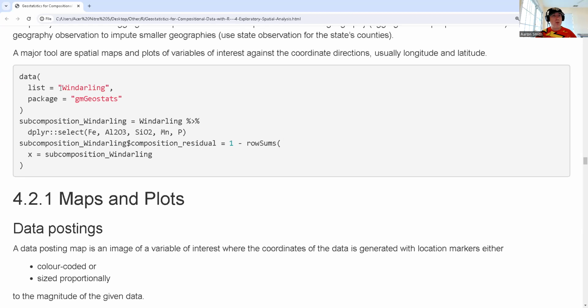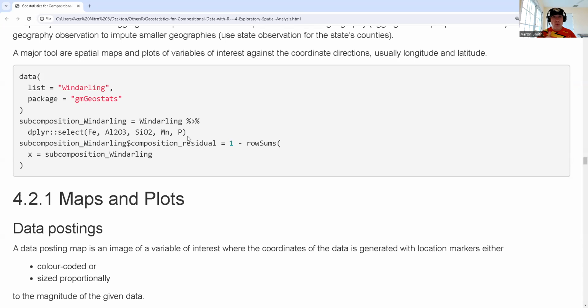So here I'm going to load the Darling data set from the GMGeostats package. This is the package for the textbook. And the authors of the textbook made the choice to focus on a subcomposition of these 5 for these examples. Now, something that they also do is that, in my composition, I have iron, aluminum 2, oxygen 3, silicon, oxygen 2, Mn, and P. And then whatever's not adding up to 100, that's every other thing I could possibly have in the ground. Okay, and so these are soil samples.